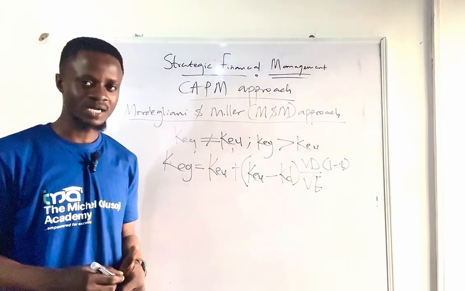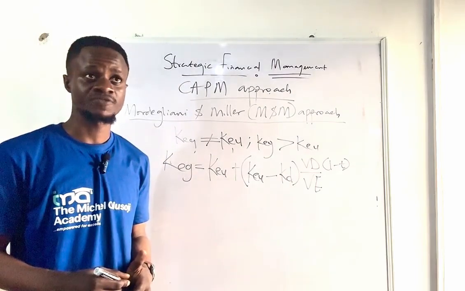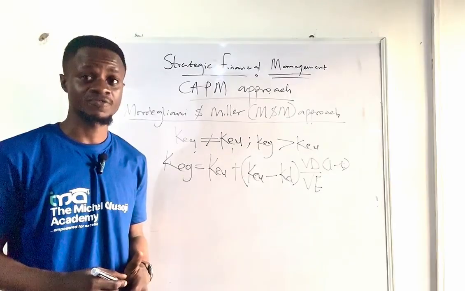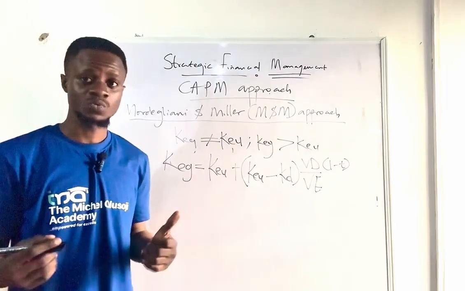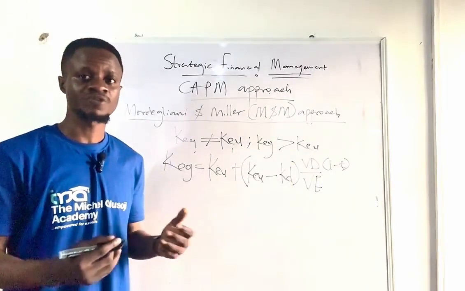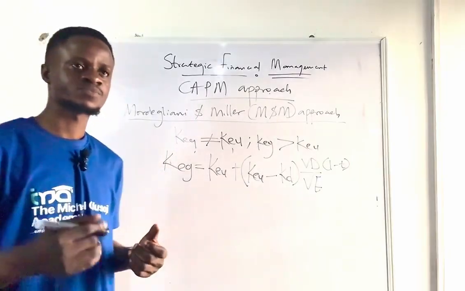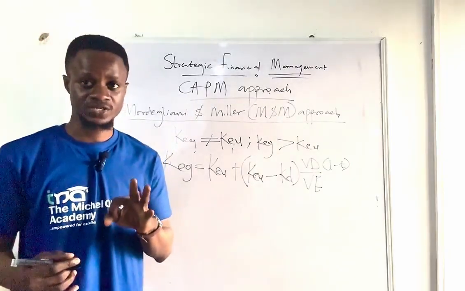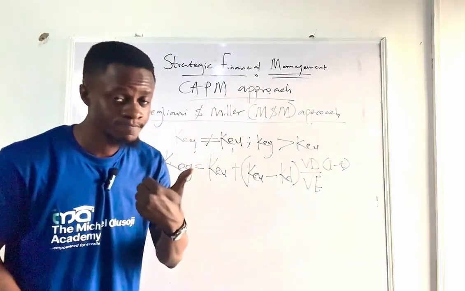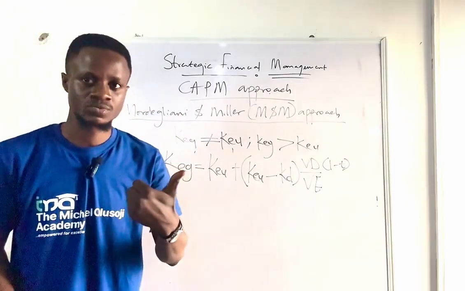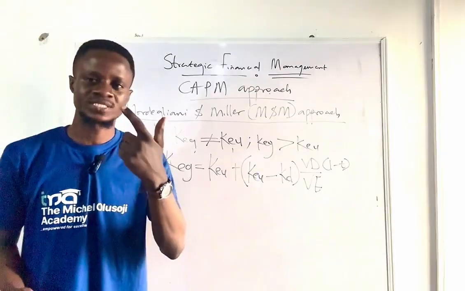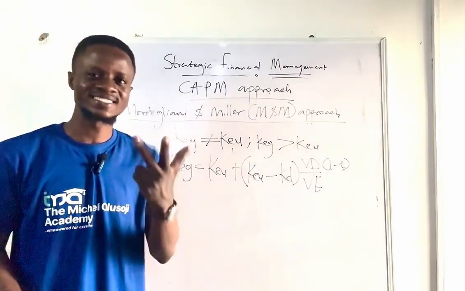But here is a way I can help you to remember the formula, right? And don't forget, there was a way I related this to the roles of a financial manager. I said there are 3 roles of financial managers, right? The first one is what? Financing role. And the second one is what? Investing role. And the third one is dividend.